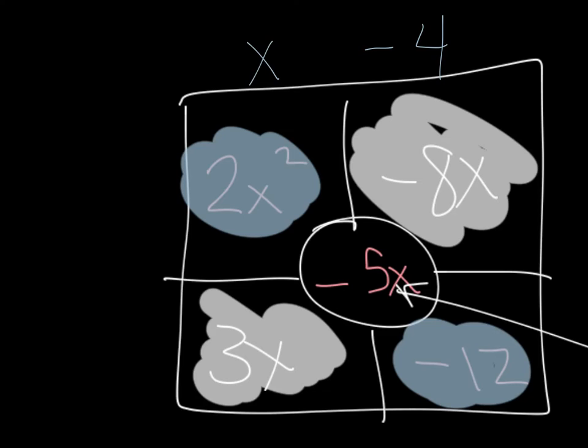Now we look at each row. What's the GCF there? Well, we have 2x and negative 8x. The GCF between 2 and negative 8 is 2, and they both have an x. And in the bottom row, we have 3x and minus 12. The GCF for those is negative 3.